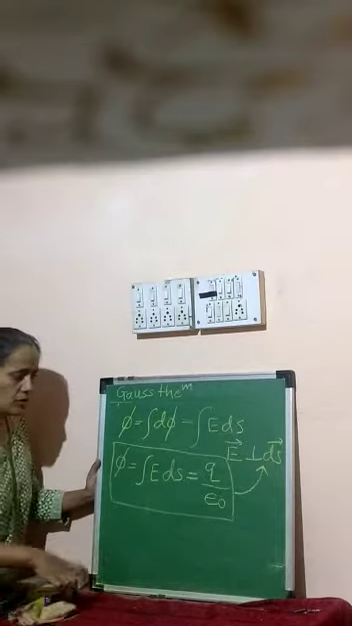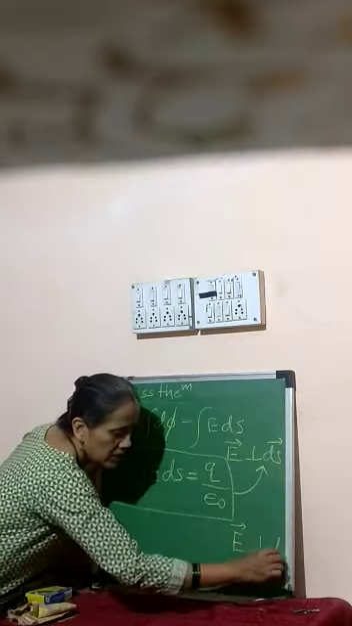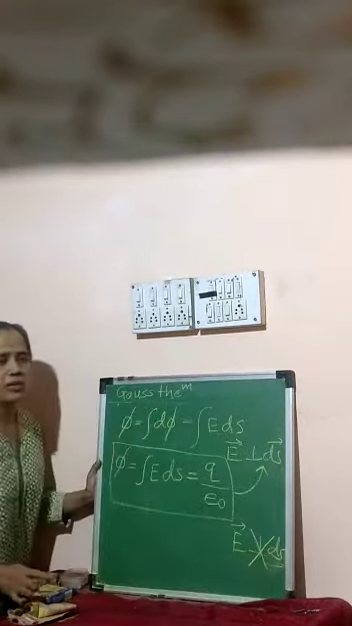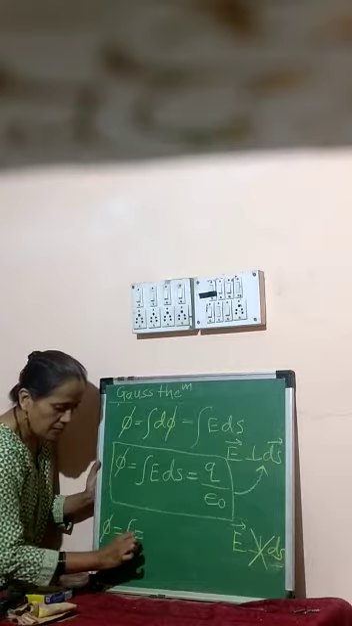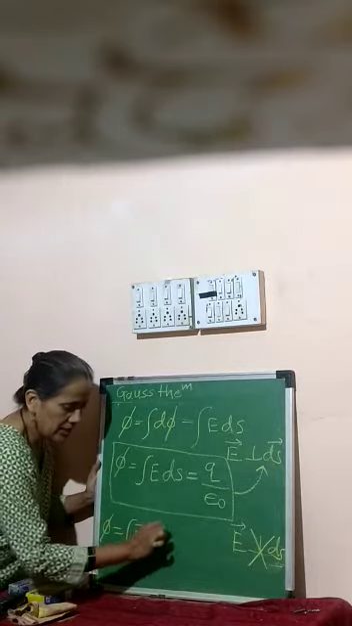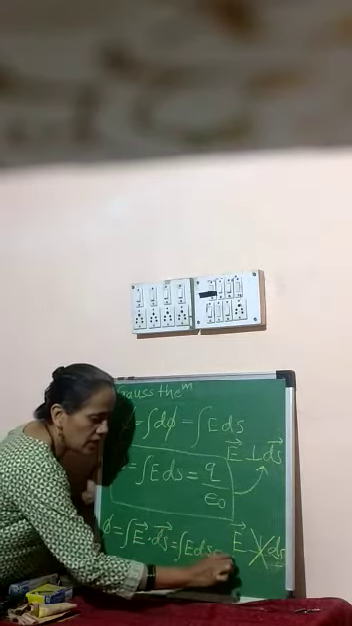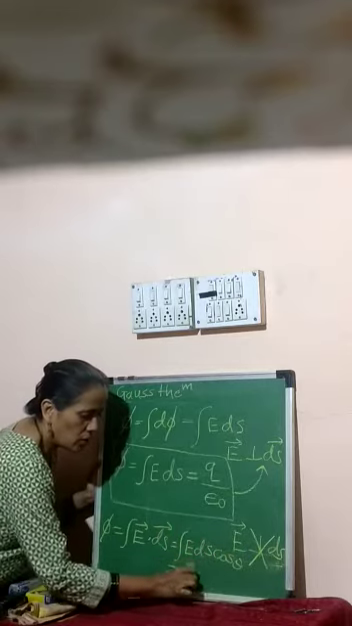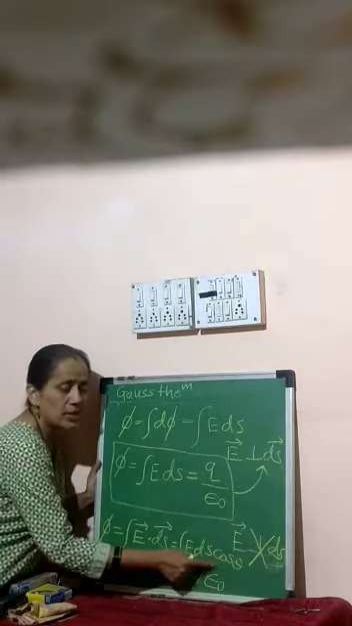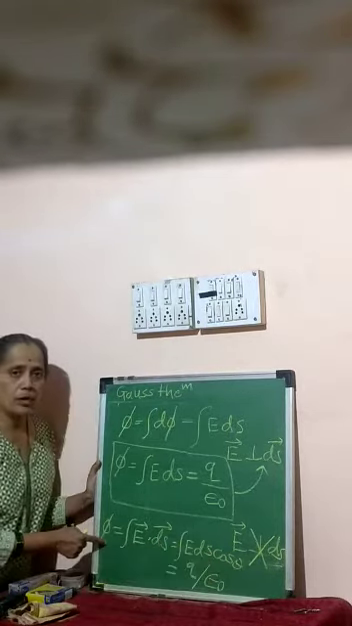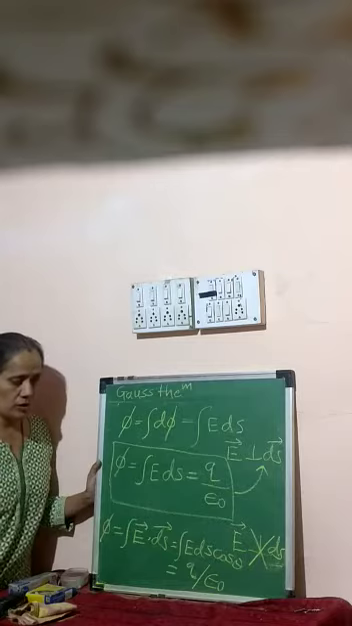But if the direction of electric intensity is not perpendicular to ds, that's why I'm putting a cross sign over the perpendicular sign, then phi is equal to the integration of vector E dot vector ds, which can be written as the integration of E ds cos theta. It must be equal to Q upon epsilon naught. So this cos theta factor will remain present in the value of the flux when the direction of electric intensity is not perpendicular to ds.